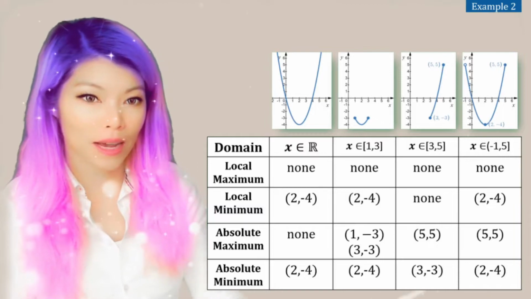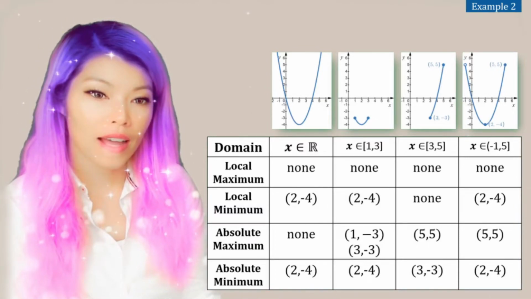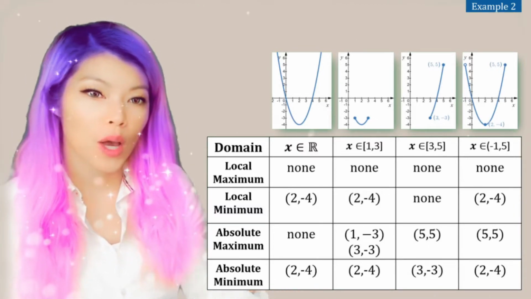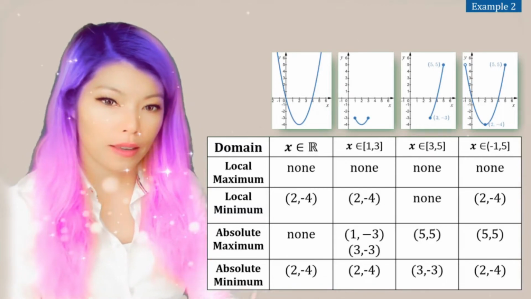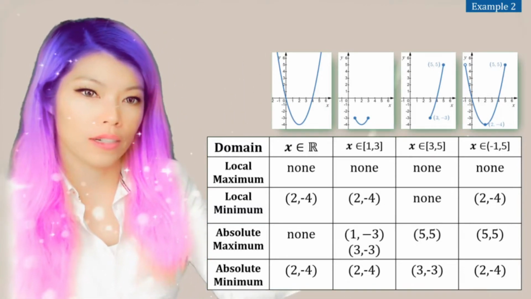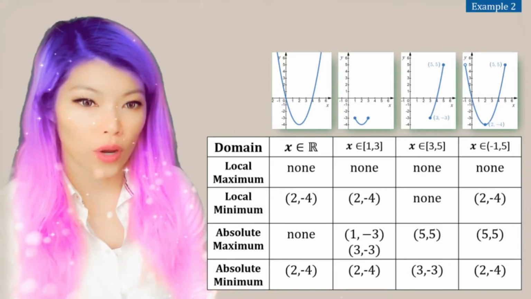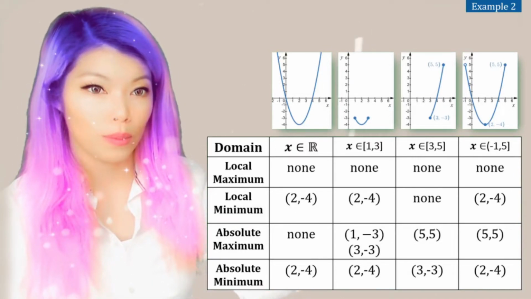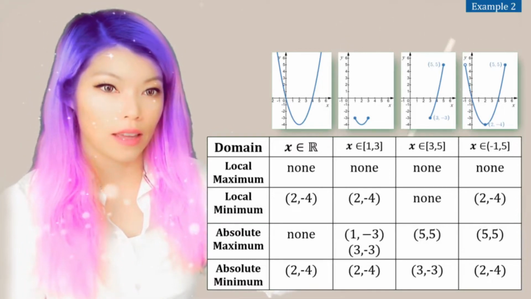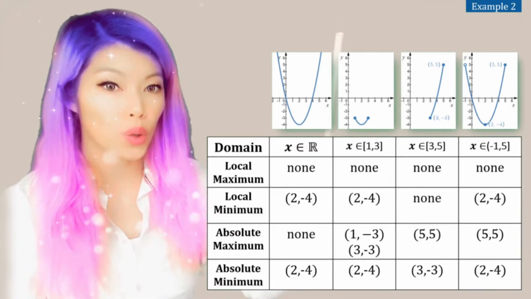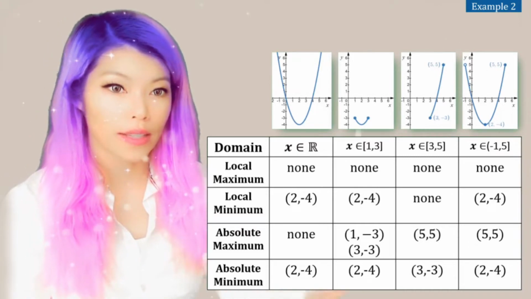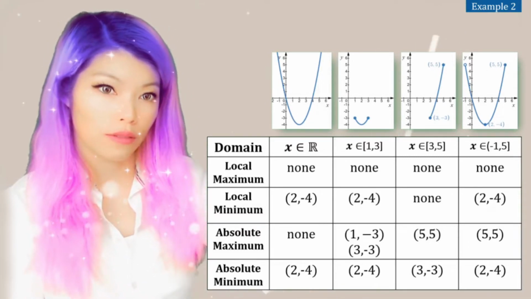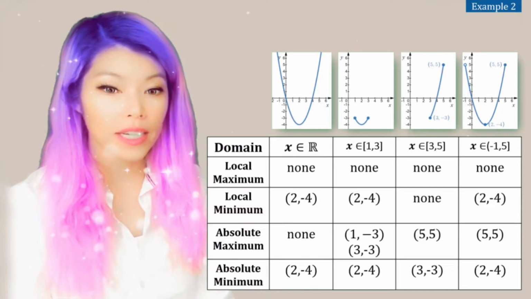Here's a summary of the 4 different graphs, and you can compare what absolute maximum is by looking at different graphs and how it occurs and when it doesn't occur. We can see that for 2B and 2D, the absolute maximum occurs twice in one and only once in the other because the domain was not inclusive for the left side. So be very careful when you read the domain.